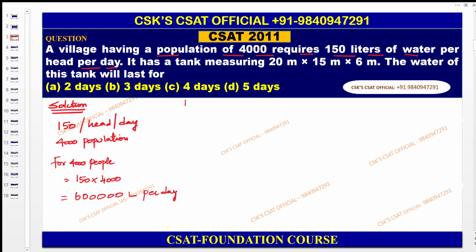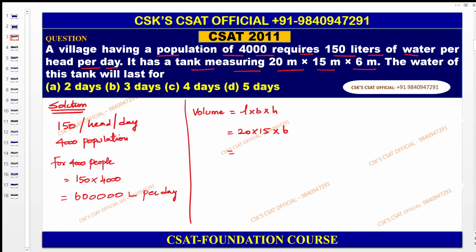Now it has a tank measuring 20 meter, 15 meter, 6 meter. So the dimensions of the tank have been mentioned. Just find out the volume. Volume is equal to length into breadth into height. So 20 into 15 into 6. Multiply this one. You people can know this, right? Just now you already answered in the comments also. Good.